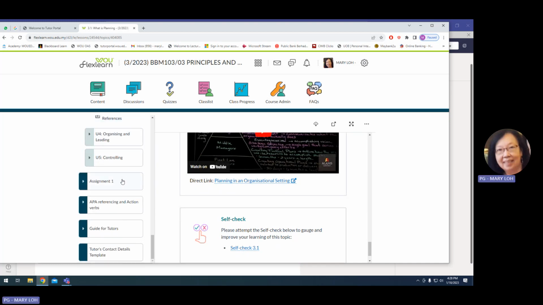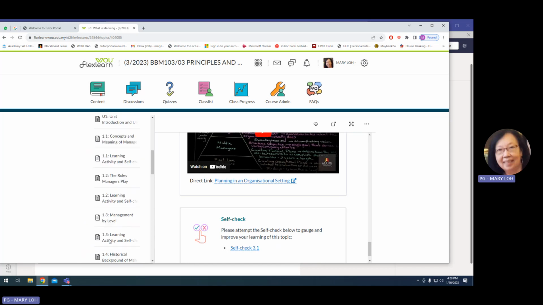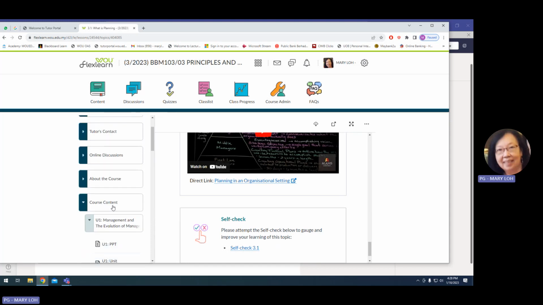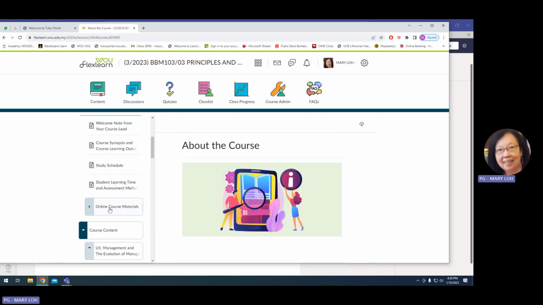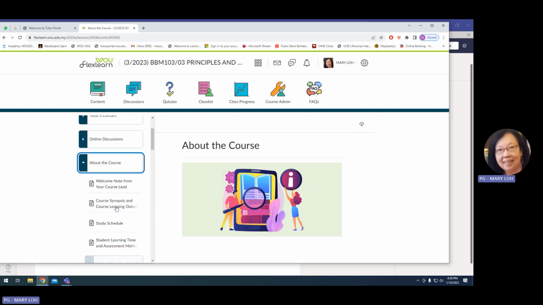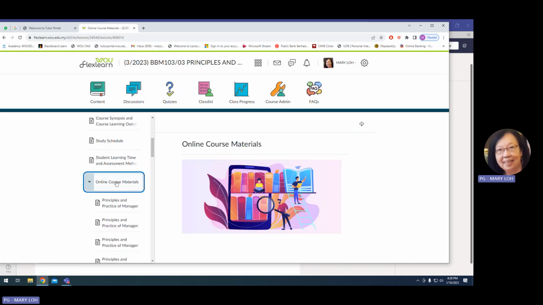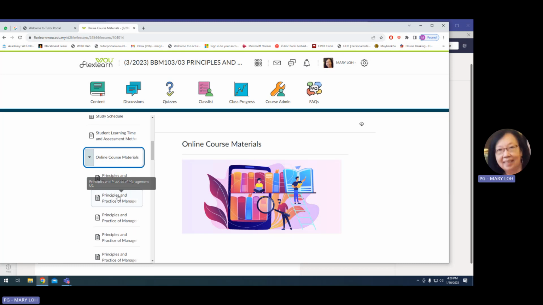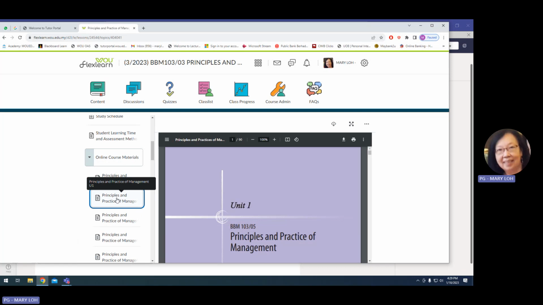Now, there should be another set of course material. Let me see, online course material. Let me see whether you can find it here. Here. Okay, so you have another set of notes here. You look under about the course, go to online course material. And you have a more detailed set of notes here, which is something like a book.